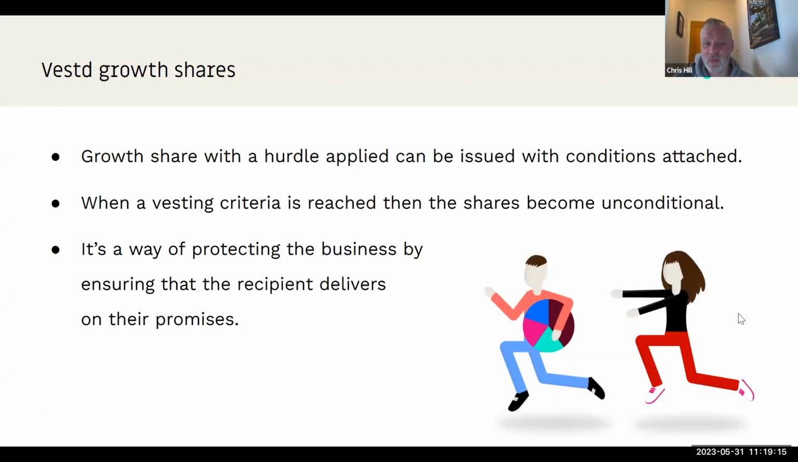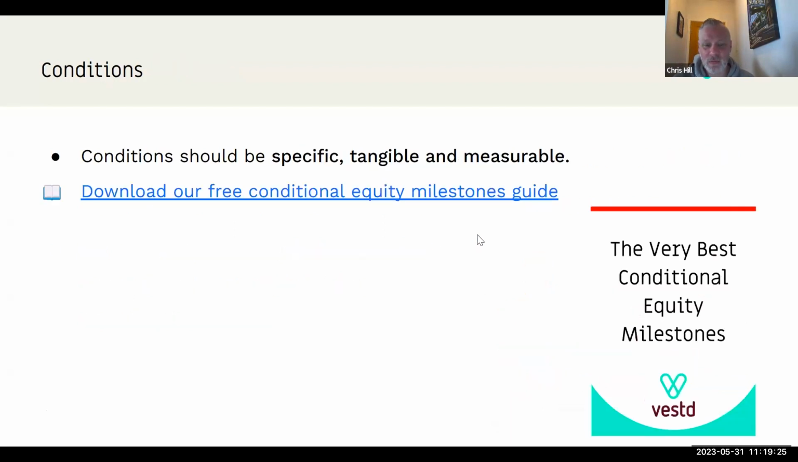Growth shares with a hurdle can be issued with conditions attached. So what's the vesting criteria? It's a way of protecting both the business and the recipient. So you can set whatever conditions you want. Conditions should be specific, tangible, and measurable, so they cannot be challenged. Matt will pop a link to the common KPIs that we see into the chat. But essentially, it could be time, it could be company value, it could be a specific project.